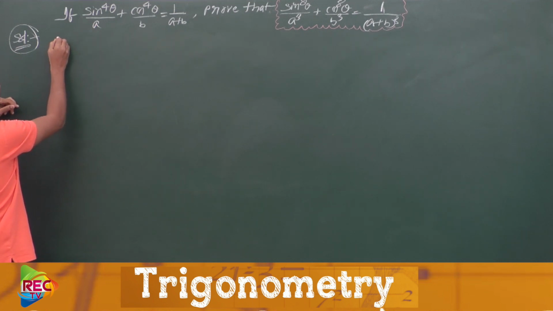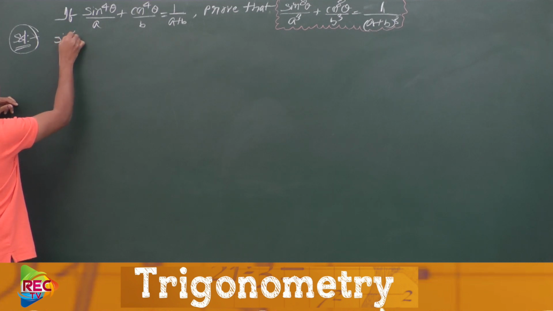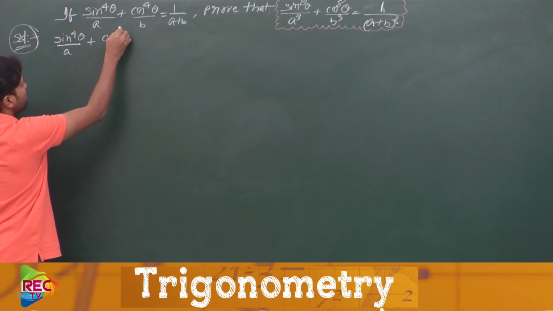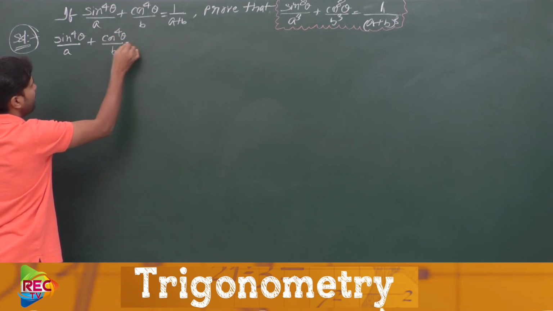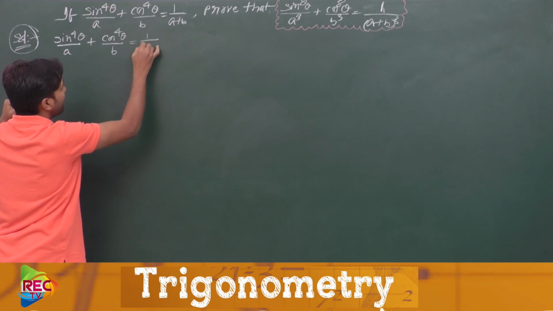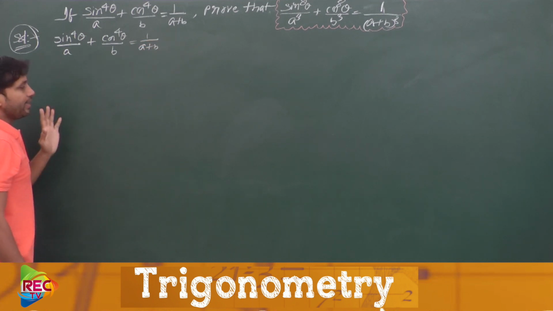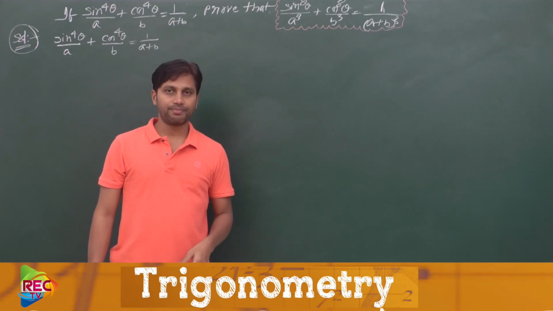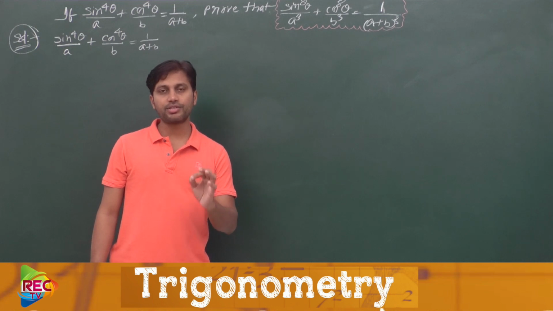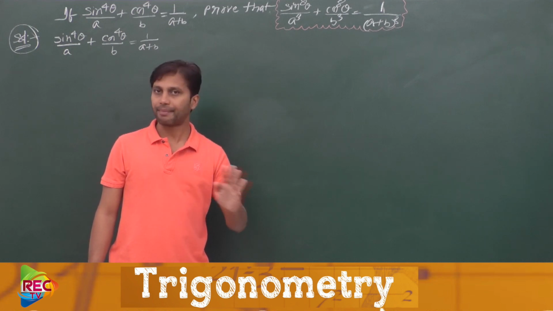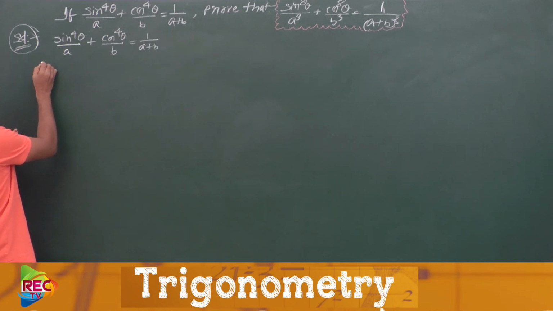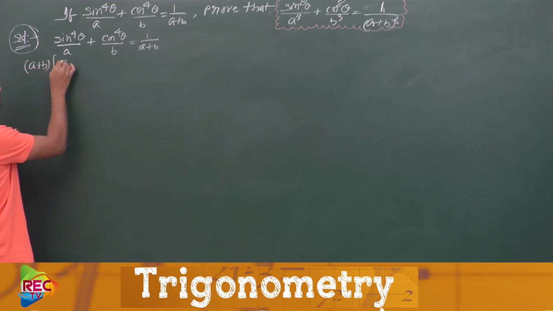See here, this is given: sin to the power of 4 θ by a plus cos to the power of 4 θ by b equal to 1 by a plus b, right? Now, in order to solve this, I want to multiply both sides with a plus b. As you know, if you make the same change on both sides, the equation remains the same. The value doesn't change. So on multiplying both sides with a plus b, what happens?